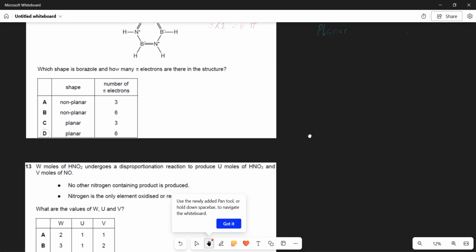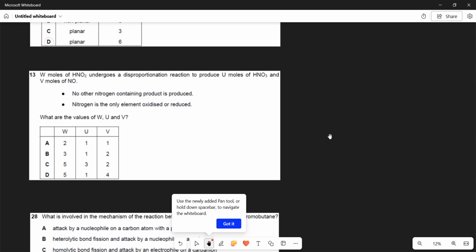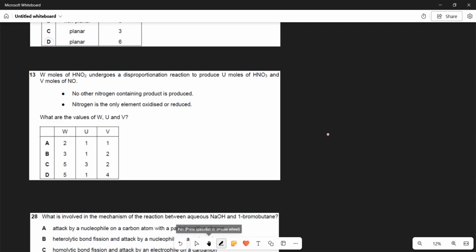The next question is about W moles of HNO2 undergoing a disproportionation reaction to produce U moles of HNO3 and V moles of NO, and no other nitrogen containing products. Nitrogen is the only element oxidized or reduced. So it's a disproportionation reaction, first thing. And I need to balance the equation. So how will I balance the equation?